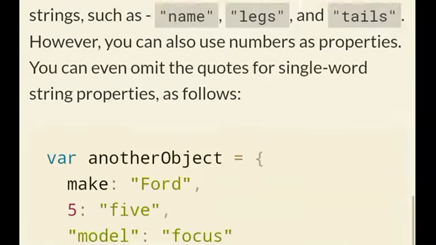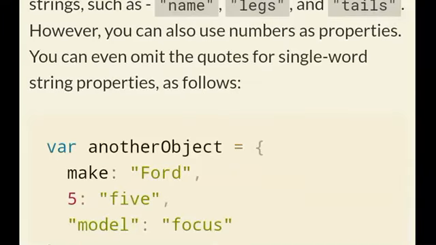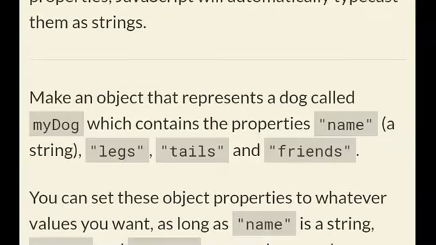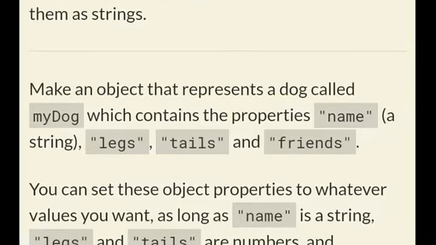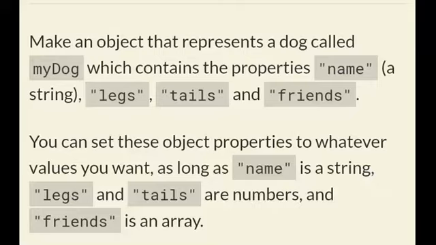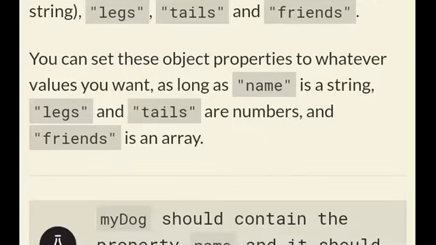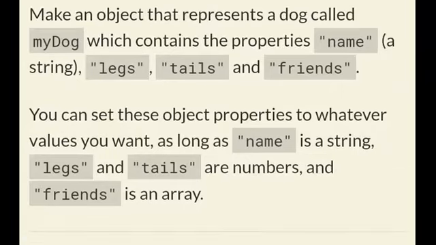So now the task has been given in this playground so that you can practice how to make an object. This will be a good interactive example for you. My dog should contain the property name, it should be a string. My dog should contain the property legs, it should be a number. My dog should contain the property tails, it should be a number. And my dog should contain the property friends, it should be an array. My dog should only contain all the given properties, which are name, legs, tails and friends. So you have to create an object myDog.